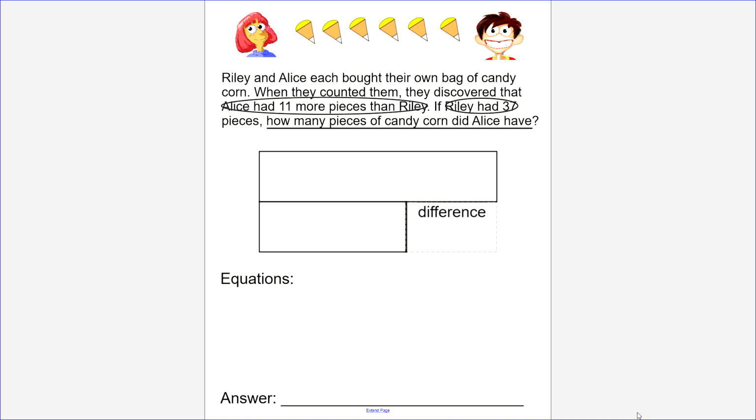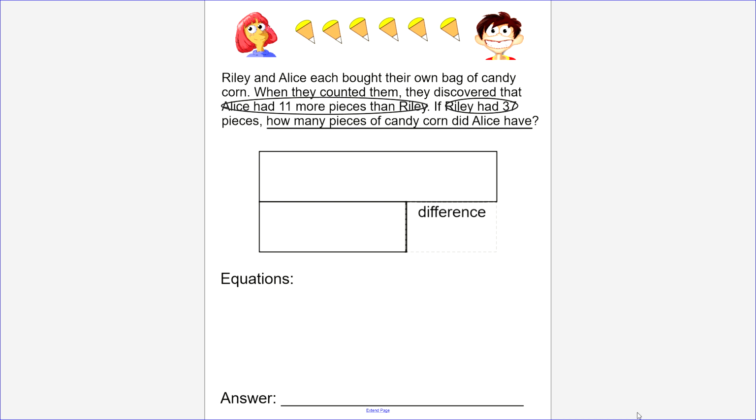Well, I can see that in this problem, we're talking about Alice and Riley each having a bag of candy corn. I can also see that we're talking about Alice having some candy corn and Riley having a different amount of candy corn, and that we're comparing the amount of candy corn the two people have. That means that one of my amounts must be Alice's candy corn and one of my amounts must be Riley's candy corn. We just have to figure out which of those is the greater amount and which of those is the lesser amount. Let's go ahead and start looking at each of our pieces of information.